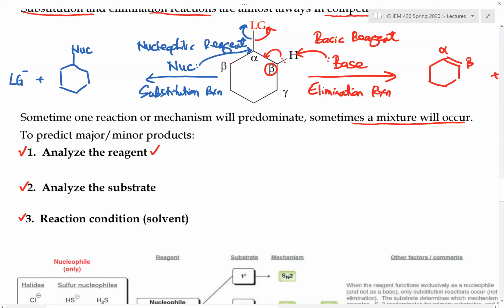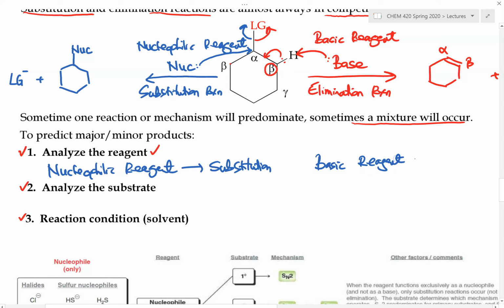So let's summarize this again. If we were to add a nucleophilic reagent, we'll be favoring substitution reaction. Whereas if we were to have the basic reagent, we'll be favoring elimination reaction.